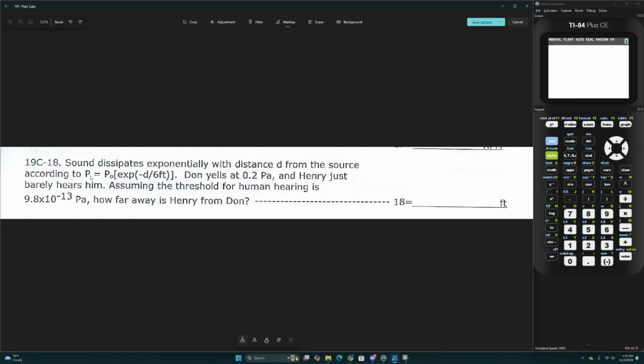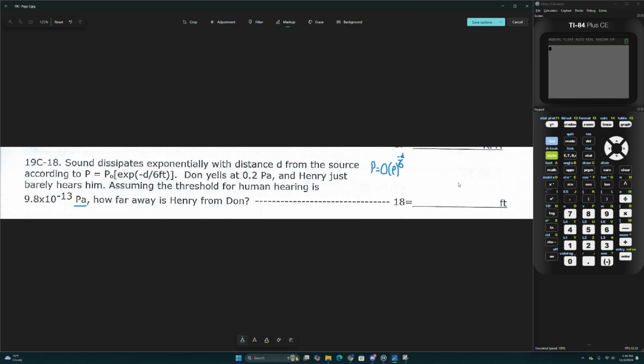So, first, let's do that. This is the end sound level, right? Like in PA. So the ending PA is the original times e to the power of negative d divided by 6. So let's just rewrite the formula over here. P equals original, I'm going to rewrite it with O, times e to the power of negative d over 6.